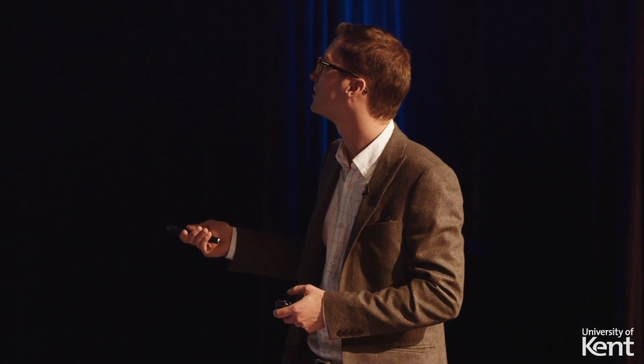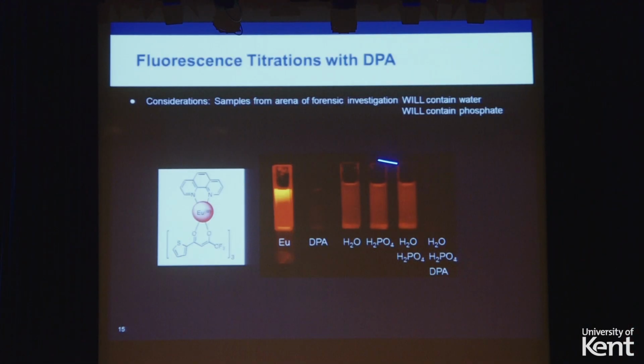Here's a very simple visualization of what's happening. We take our molecule and dissolve it in some organic solvent. Then we add our dipicolinic acid, and you can see that we get a very distinct elimination of fluorescence. In water and in phosphate, the emission is decreased, but the emission is still there. Similarly, in water and phosphate together, there's still a decrease in emission. But as soon as we add our dipicolinic acid, we get complete quenching of our fluorescent material.